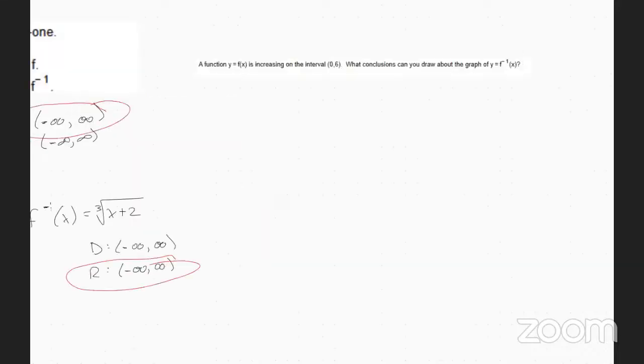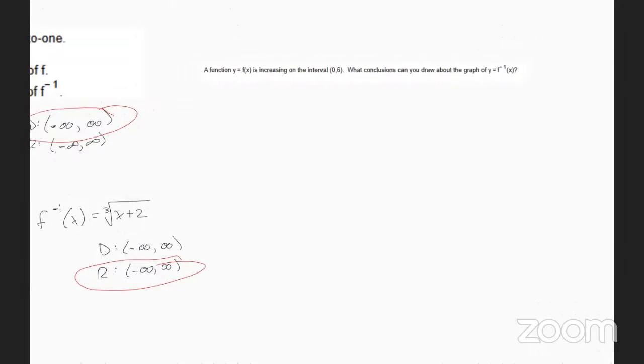The function is increasing on the interval from 0 to 6. What conclusions do you draw about the graph of the inverse? So let's just visualize this, because they're trying to get us to think about this visually and check if we understand what they're talking about. So from 0 to 6, it says it's increasing, so the function is going up somehow.